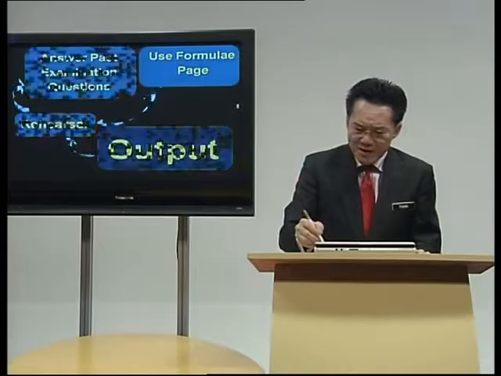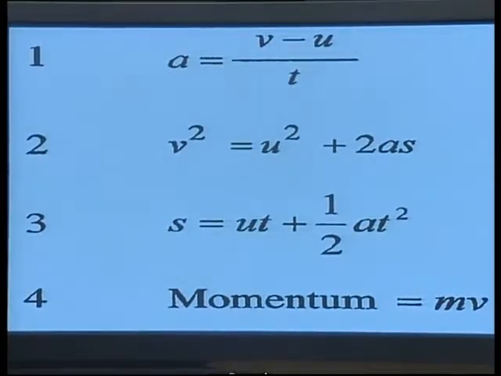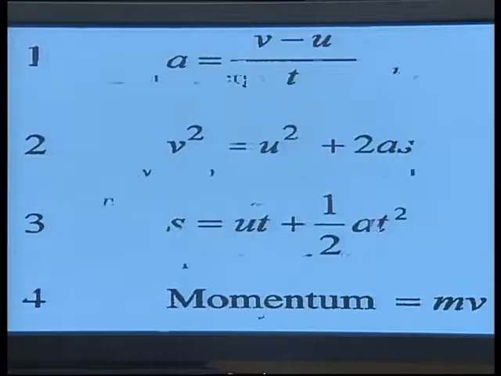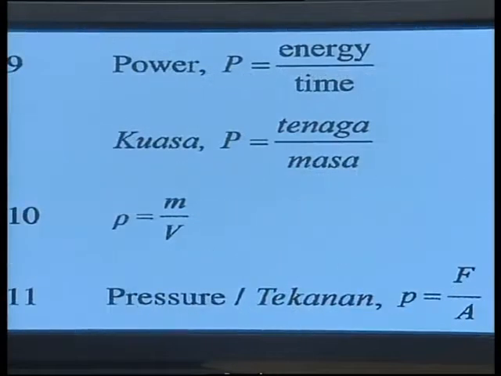Alright, let us now take a look at the formulae page. Now, for example, these are the lists. This is the list of the formulae given to you. Altogether, there are 29. So this is the first 4. I will just run through it very quickly, and then I will illustrate by taking a few.